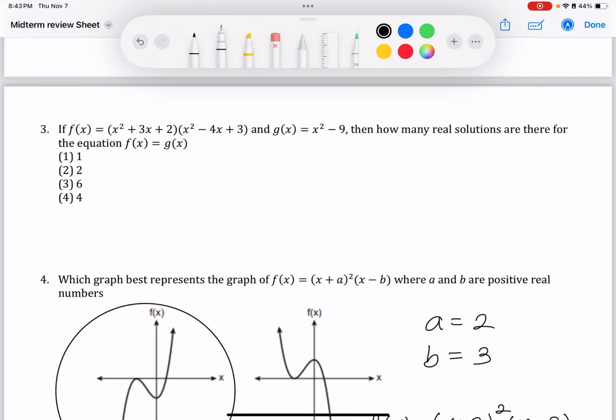So if you notice, I don't answer the questions in order. I do the ones that I want to do first because I get kind of lazy sometimes. So number 3, it says if f of x equals (x squared plus 3x plus 2) times (x squared minus 4x plus 3) and g of x equals x squared minus 9, then how many real solutions are there for the equation f of x equals g of x?